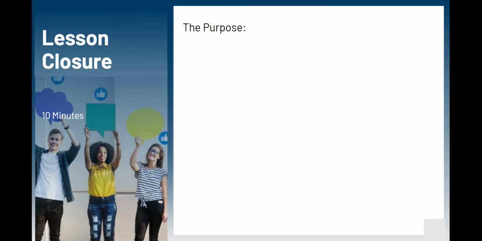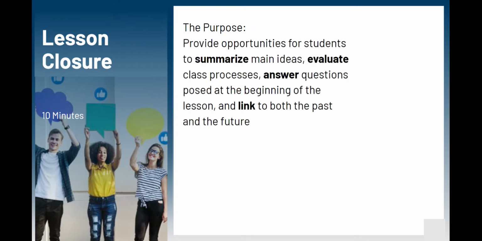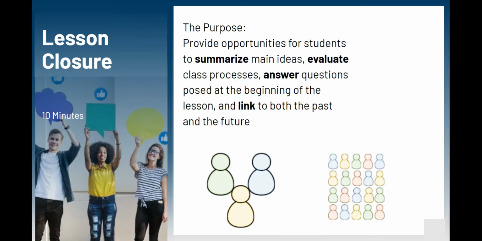The purposes for the closure are to give students the opportunity to summarize main ideas, evaluate processes, answer beginning questions, and link information to prior and future learning. Again, this should be the students' closing, so this can be done in small or large groups.